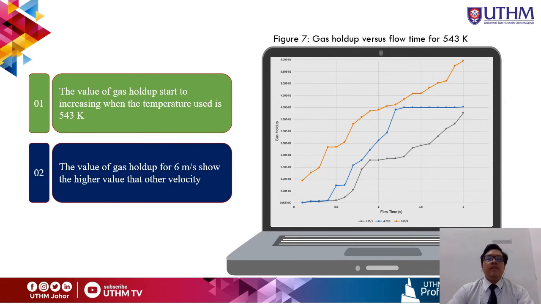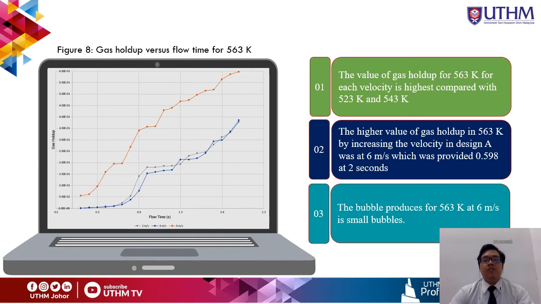Next, we go to gas holdup versus flow time for 543 Kelvin. The value of the gas holdup shown in the graph starts to increase when the temperature used is 540 Kelvin. The value of the gas holdup for 6 meters per second shows a higher value than the other velocities. Next, we go to the gas holdup versus flow time for 563 Kelvin. Based on the graph, the value of the gas holdup for 563 Kelvin for each velocity is higher compared with 523 Kelvin and 543 Kelvin.